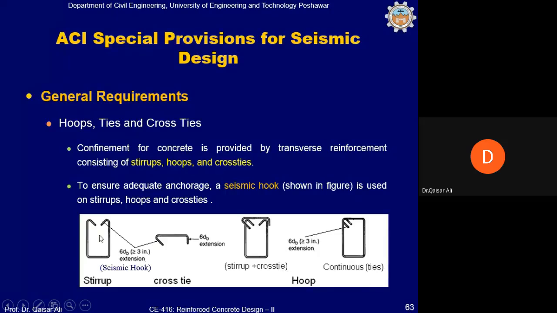This is a cross tie and this is a stirrup. These are used for the confinement of connections. You have used them for shear reinforcement, if you remember, in your beams.